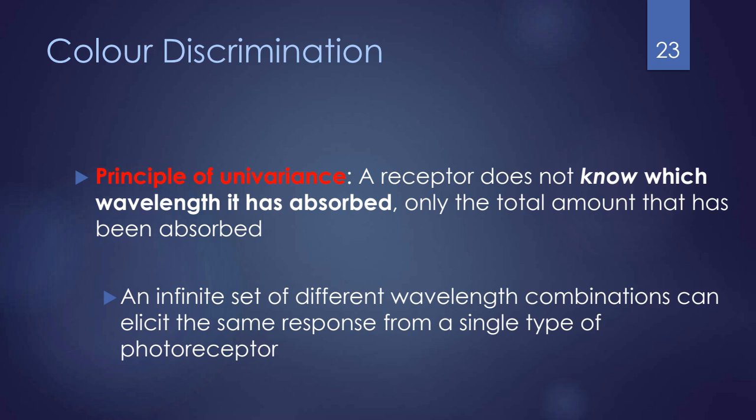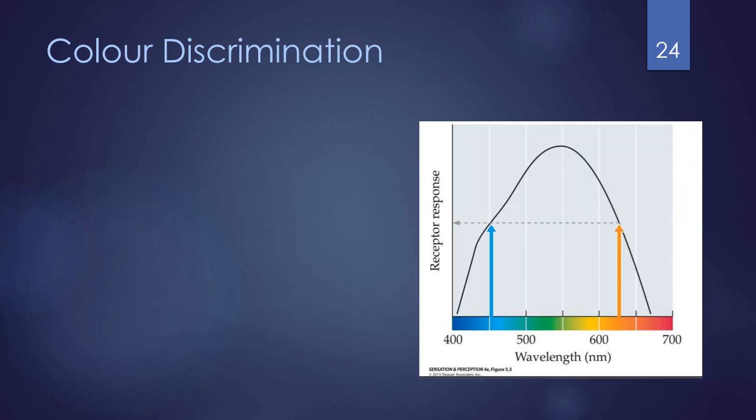So we need to have three types of cones. Having three types of cones allows our visual system to use the differences in the responses of the three cones, and also their relative responses to each other, to determine what wavelength we are looking at. So let's bring up some graphs and look at why this is a problem.